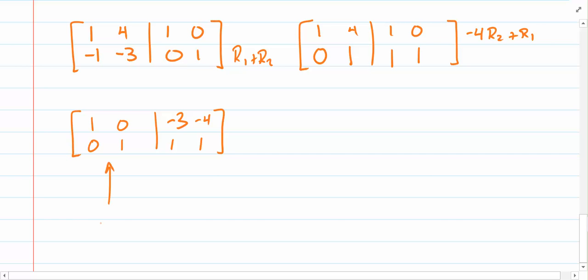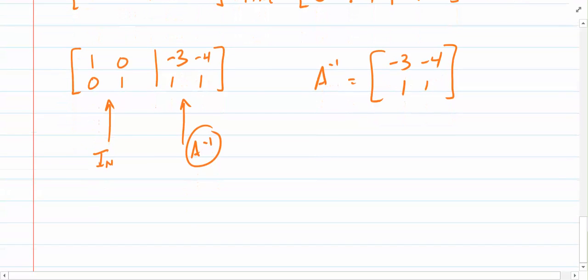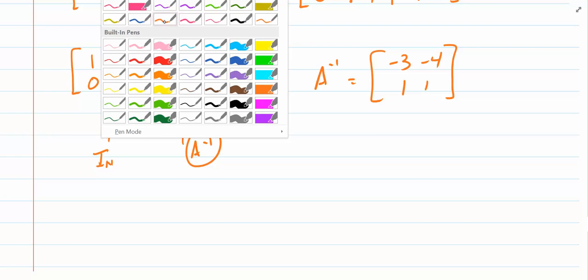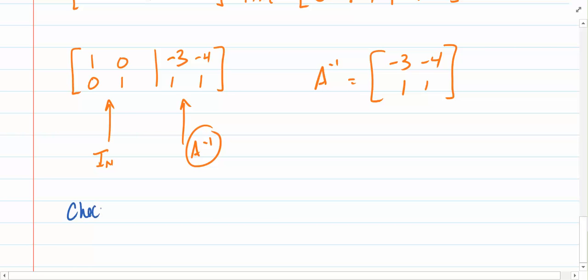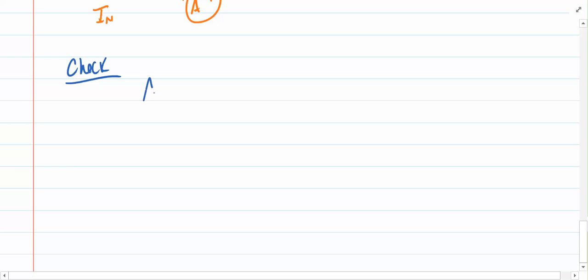So check it out. Now I have the identity matrix, don't I? So what must this be? The inverse. So therefore, A inverse is equal to negative 3, negative 4, 1, and 1. Not so bad, right? Okay, we're going to do some checking here. If indeed this is true, then we should know that A times A inverse should give us our identity I_n, and that should be the same thing as A inverse times A.